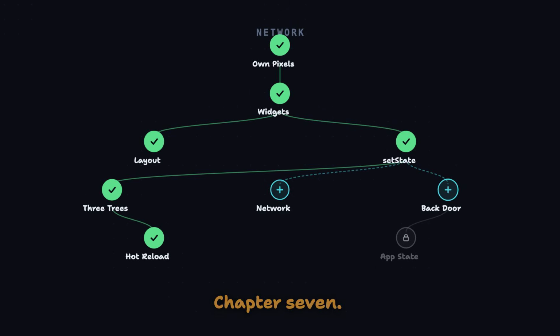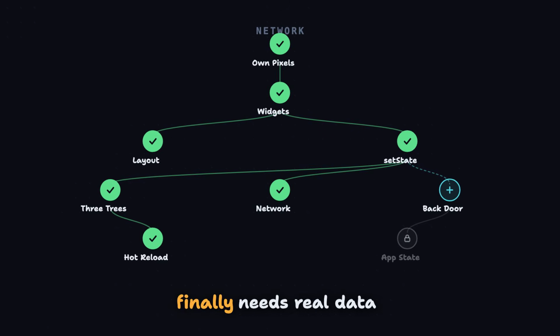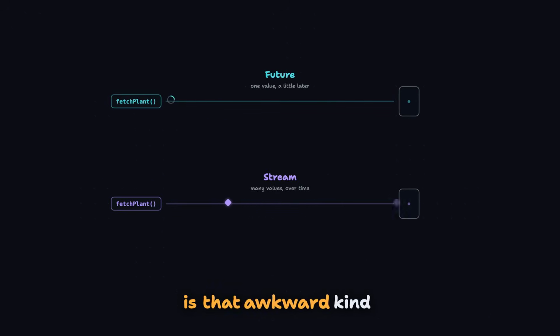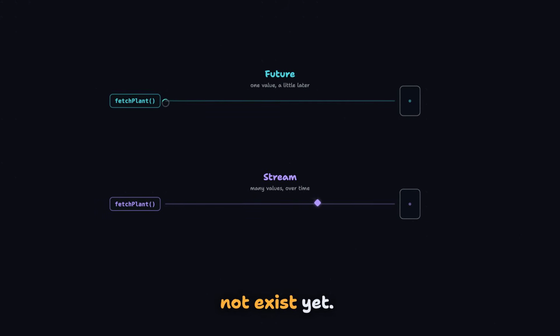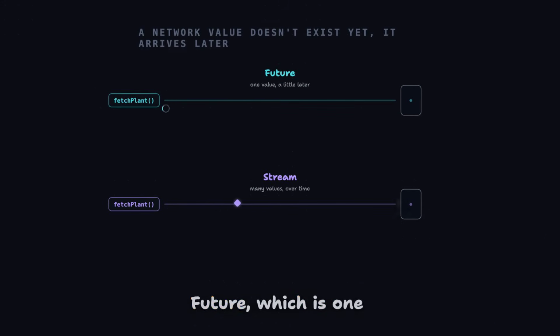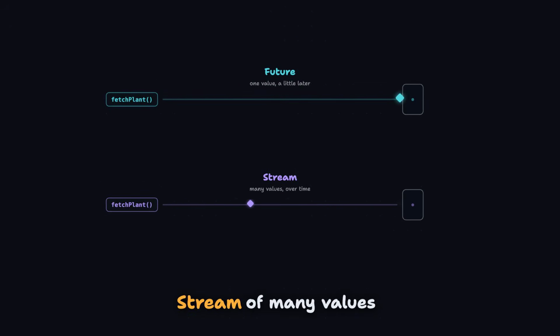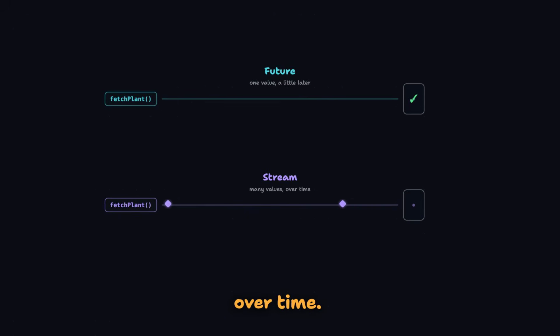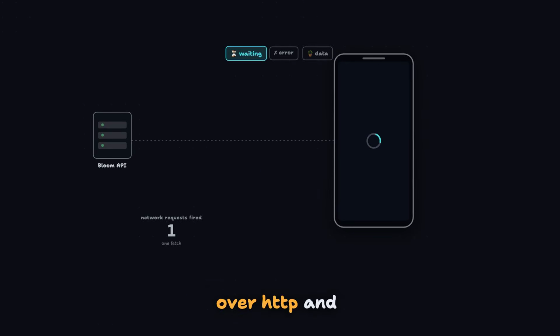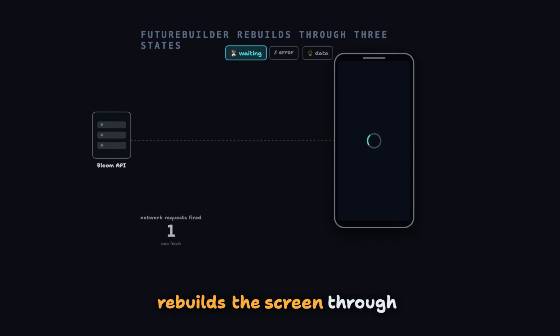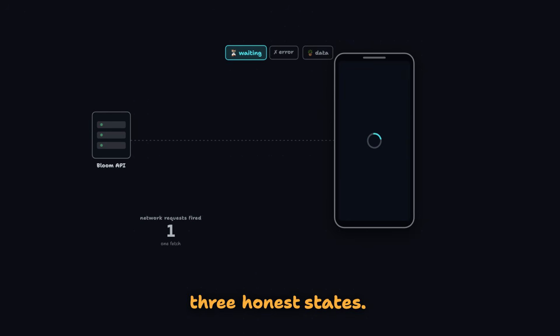Chapter 7. Maya's planned detail screen finally needs real data pulled from Bloom's server, and the network call is that awkward kind of value that does not exist yet. Dart calls that a future, which is one answer that arrives a little later, unlike a stream of many values over time. She fetches the plant over HTTP and hands the future to a FutureBuilder, which rebuilds the screen through 3 honest states.